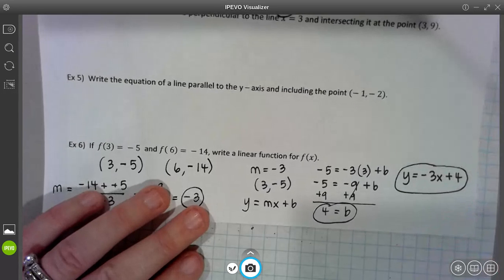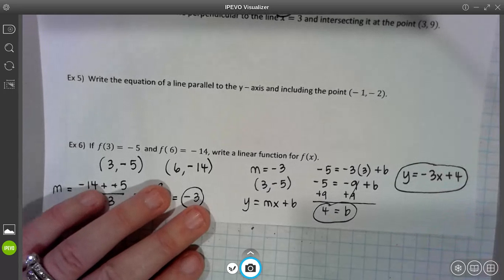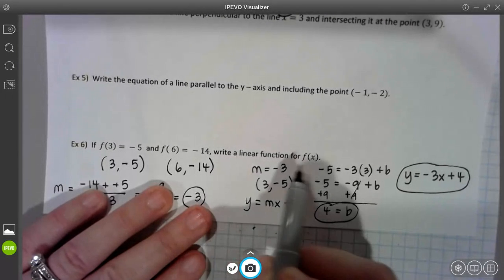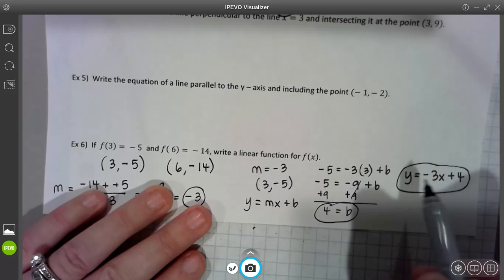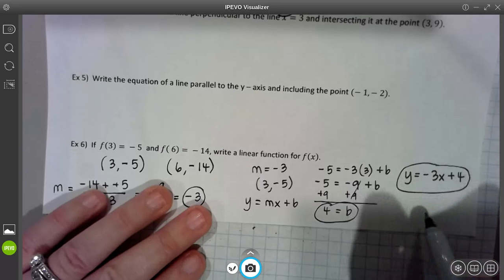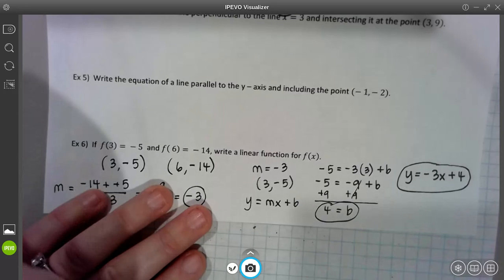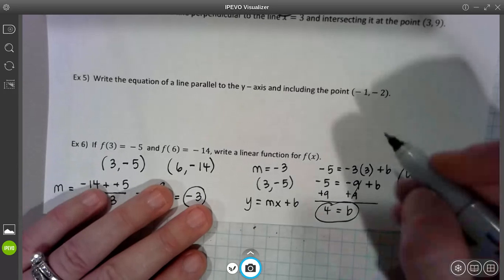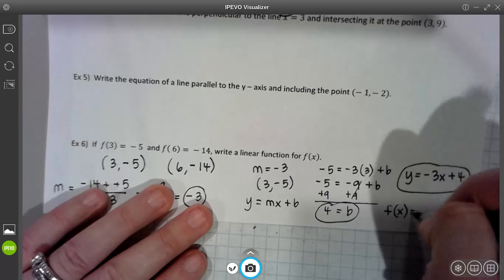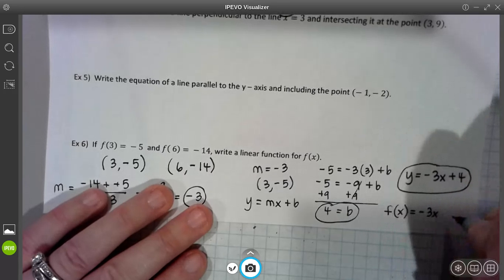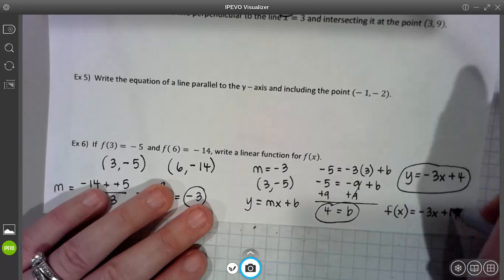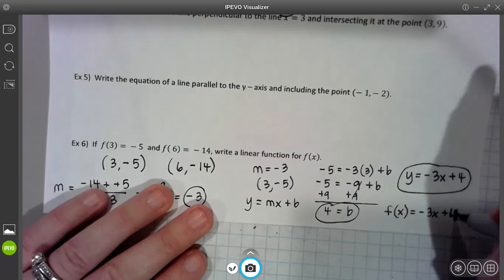Okay, if you wrote that as your answer, we would never mark you wrong. It's beautiful. Technically, they asked you to write a linear function for f of x. So technically, instead of y, you should be putting f of x equals negative 3x plus 4. Again, it's technical. We would never mark you wrong if you didn't, but that's technically what our answer should be. We're writing a linear function. Oh, plus 4, sorry.